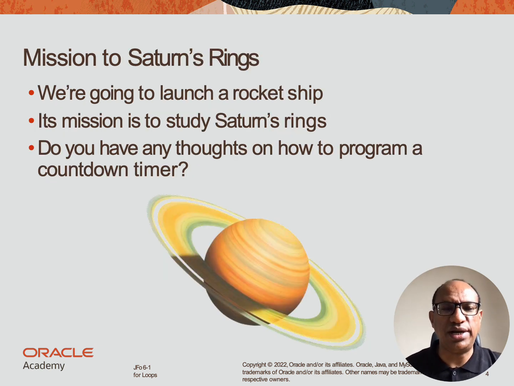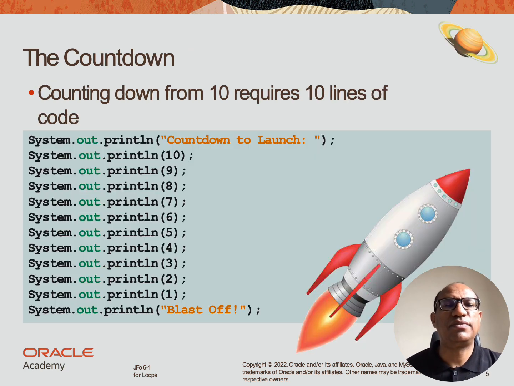Let's start with a cool scenario. Imagine you're launching a rocket to Saturn's rings. You'll need a countdown, but how could you write a program that counts down from 10 to 0? If you do it the long way, it takes 10 lines of System.out.println just to count from 10 to 1, and that's before even saying blast off. It works, but it's not exactly scalable.